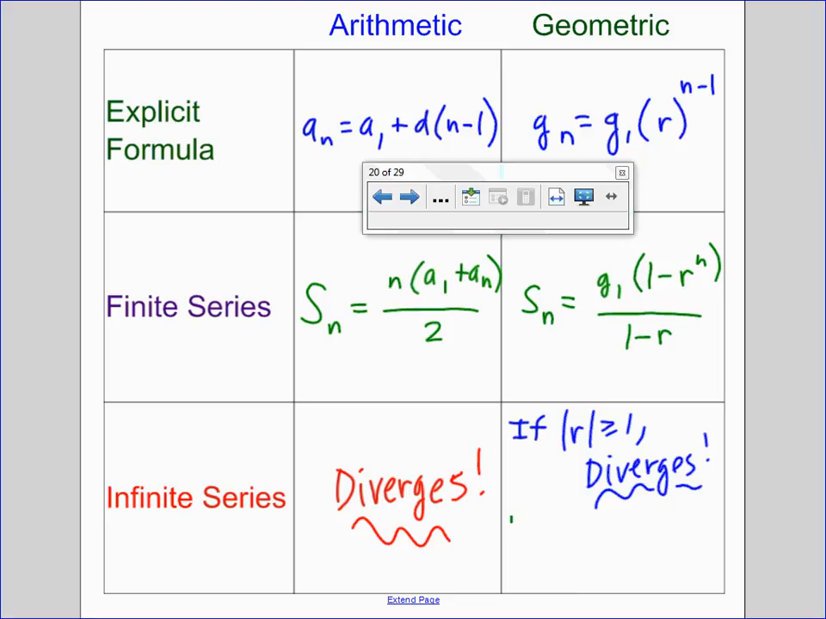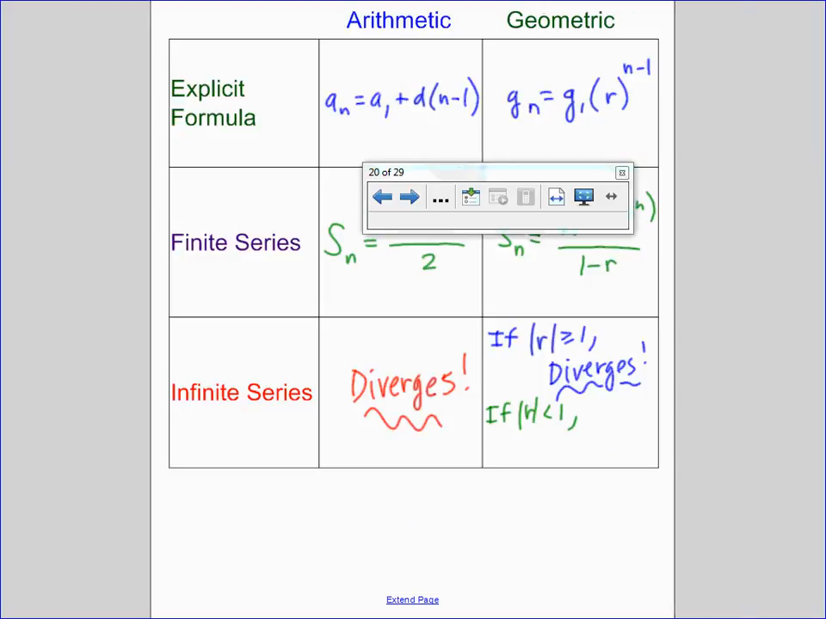However, if the magnitude of r is less than 1, then it converges to the infinite sum given by g sub 1 over 1 minus r. That's super sweet. Good talk.